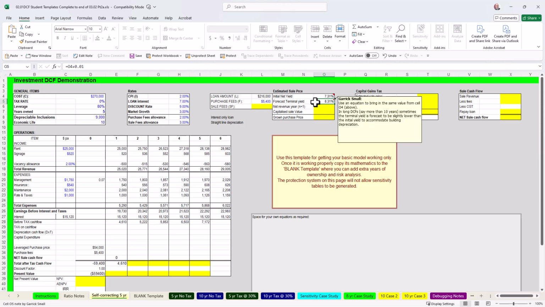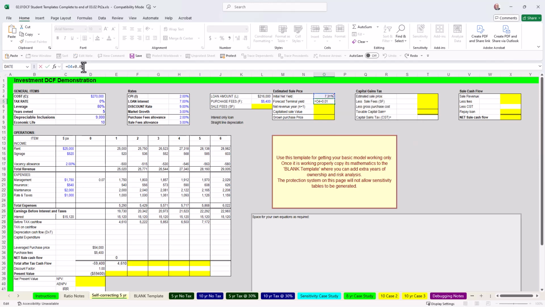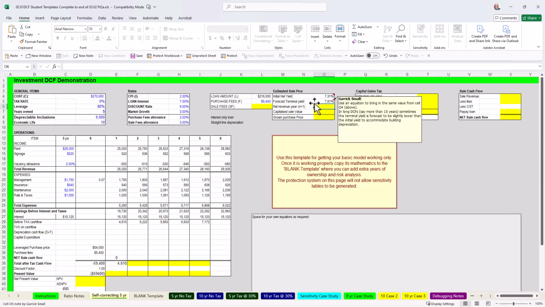If we're talking about a house, residential investment, that effect is probably going to be more modest. Commercial properties tend to need a lot more capital works, renovations, whatever. And so that effect tends to be a little bit larger. It's a matter of knowing the local market. Here we might put in 0.5% just to illustrate the point. But even that over 5 years is fairly unlikely. And so we may decide to have a forecast terminal yield the same as the initial yield. And I think that's what we will do here.